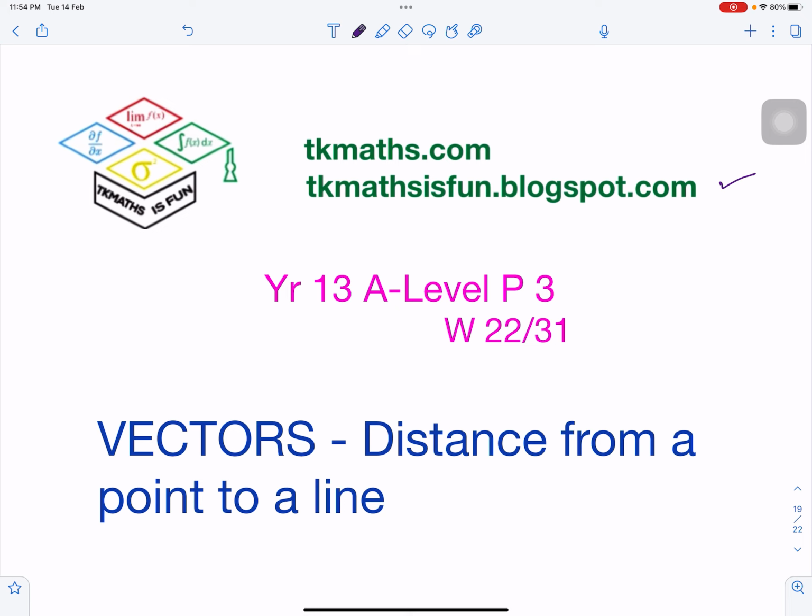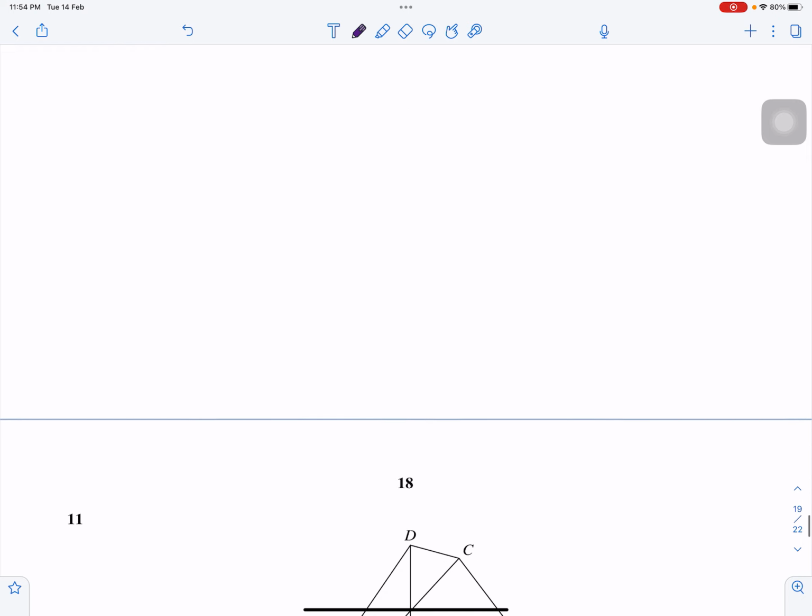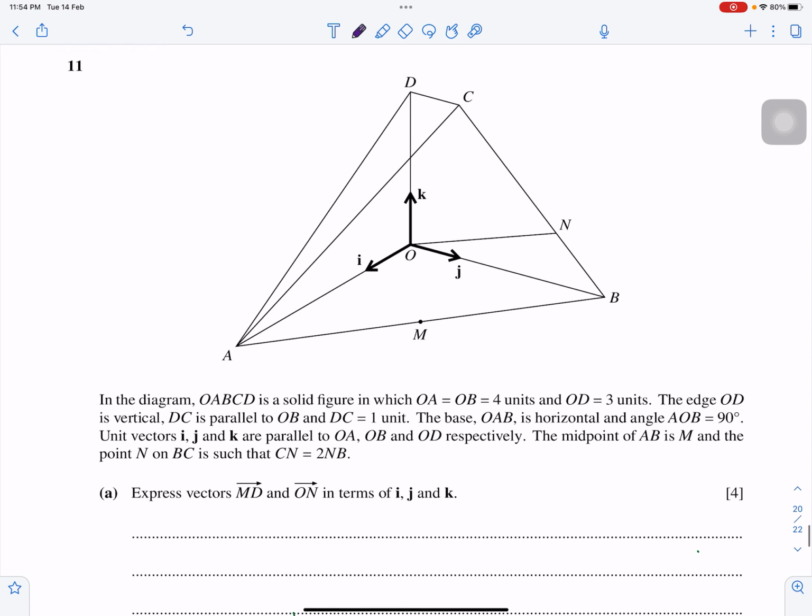This is a topic from year 13 A level P3. This question I have taken from November 22, variant 3.1. So let's see the question, and you will see why it is different and a little challenging as well. First of all, let's start writing the values given in the description to make our working easy, so that we don't need to read the question again and again.